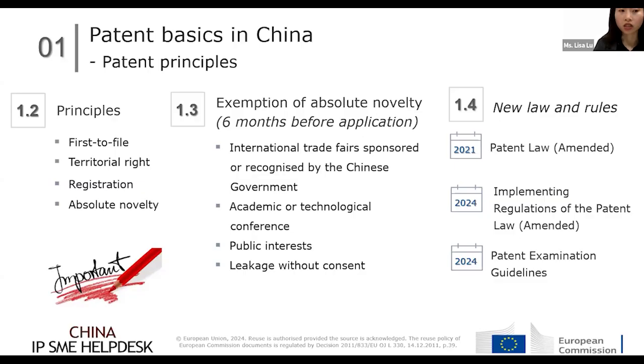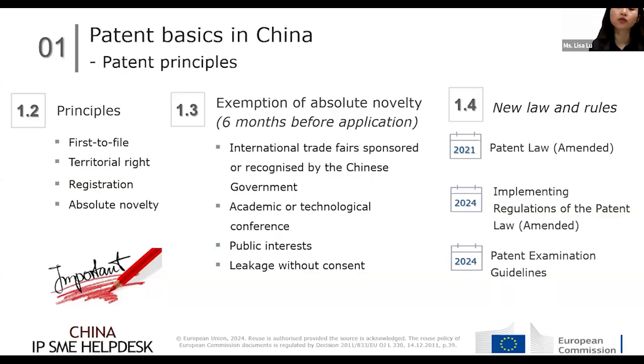So if your patent has been public anywhere in China, not only in China, but also in other markets, including Europe and US, any other market around the world, you may already lose the absolute novelty of your invention. That means you cannot patent your invention anymore. But there are certain exemptions of this absolute novelty. That means if you satisfy any of these 4 criteria, within 6 months of the disclosure of your invention, you can still consider applying for registration of your patent, your invention in China.